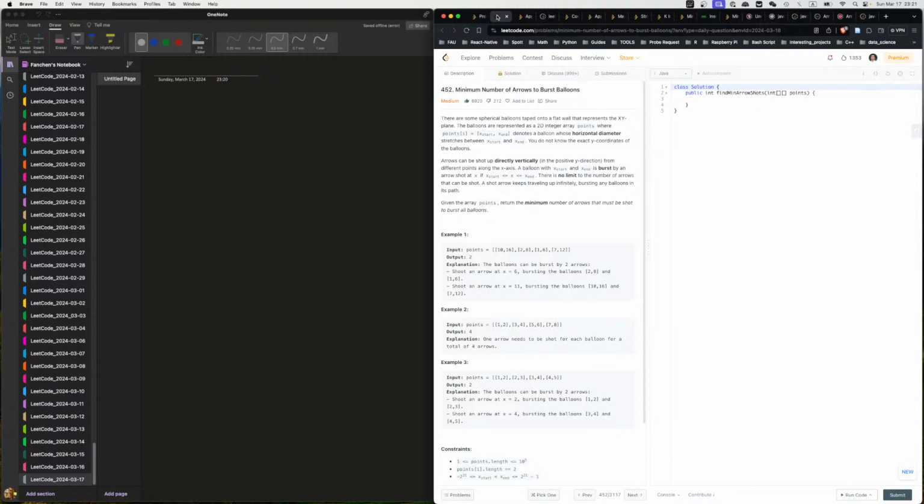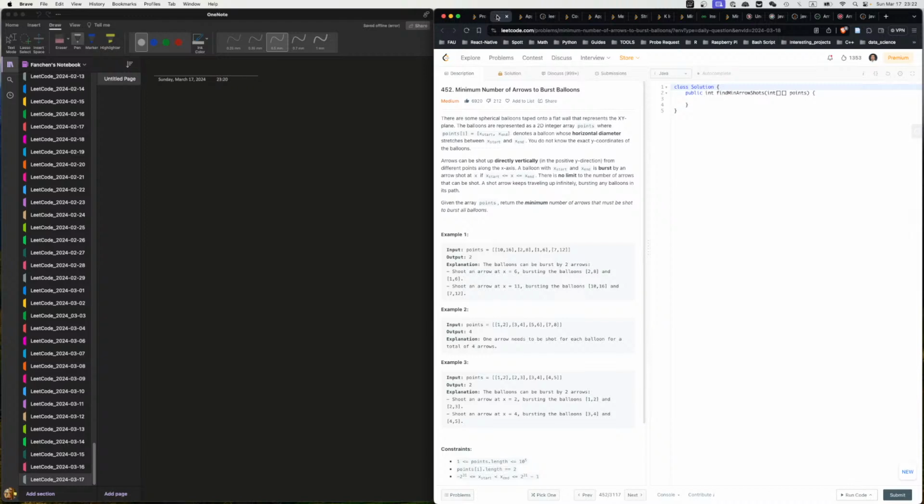Arrows can be shot up vertically from different points along the x-axis. A balloon with its start and end is burst by an arrow shot at x if it's within this range, right? There's no limit to the number of arrows that can be shot. A shot arrow keeps traveling up infinitely, bursting any balloons. Yeah, so given the points, return the minimum number of arrows that can burst all balloons.